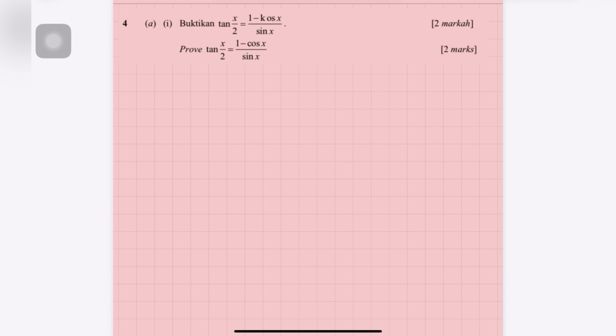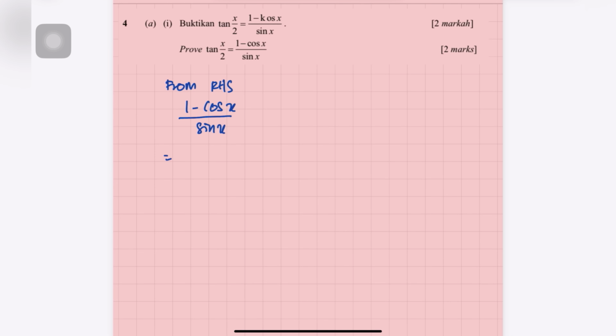For A Roman 1, prove tangent x over 2 equals 1 minus cos x over sin x. Okay, so to prove, we have left hand side equals right hand side. We are going to choose the longer one because it is easier to simplify rather than to expand. So we choose the longer one, so from the right hand side. Right hand side, we have 1 minus cos x over sin x.